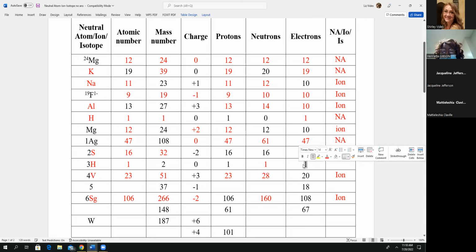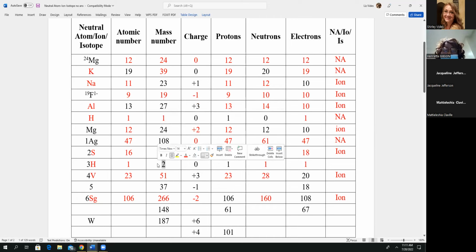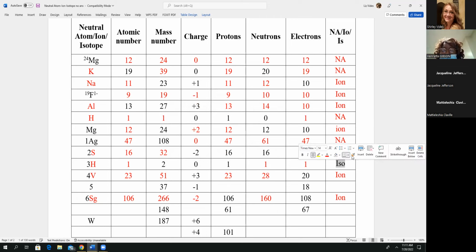All right, so this is what we have. Now, let's analyze it. We know that it's not an ion, right? But we know that the mass number of hydrogen, if you look over here, is normally 1, but here it is 2. So that means we have 1 neutron that we didn't have before. Therefore, this is an isotope. This is our first isotope.